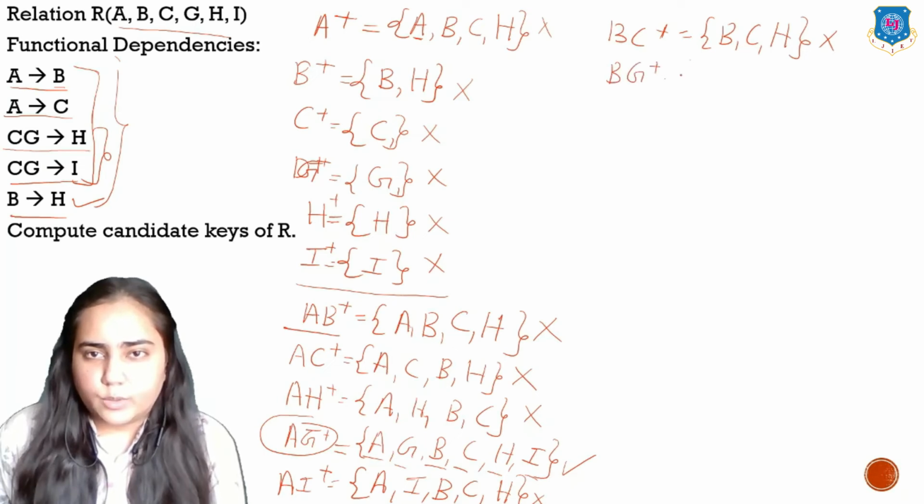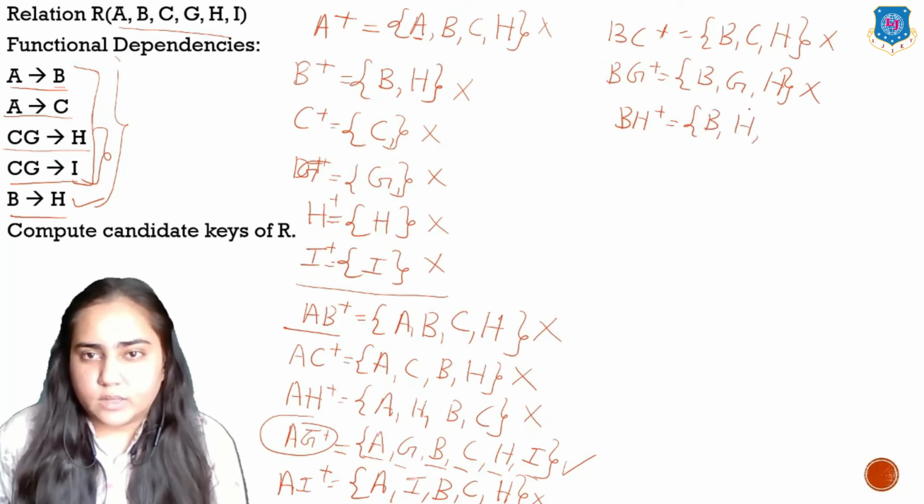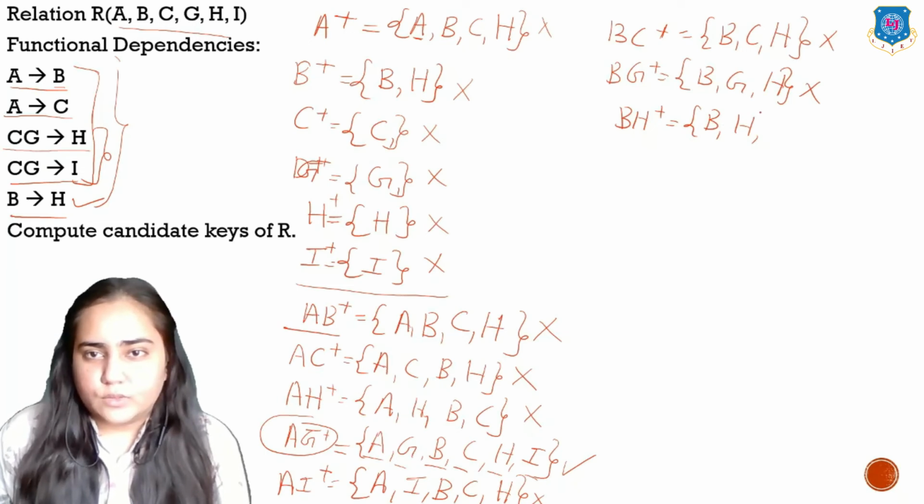BG plus would be equal to B and G. Because of B, I can add H, and that's about it. So this is not a candidate key. Then I have BH plus. So I can add B, I can add H, but after that, there is nothing to add. So this is not a candidate key.